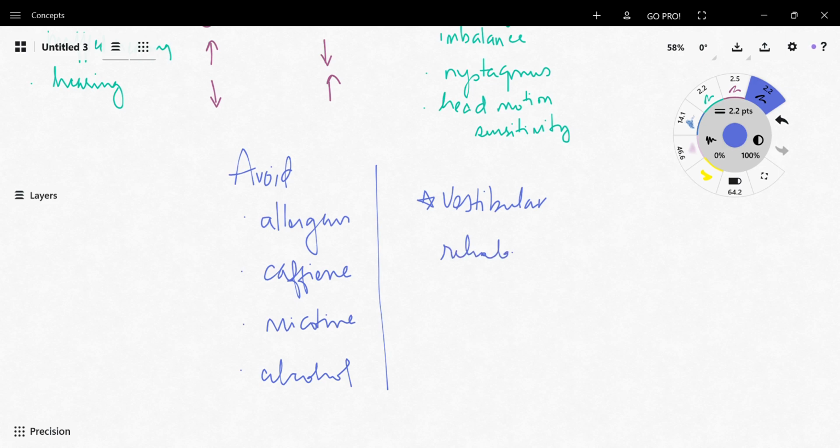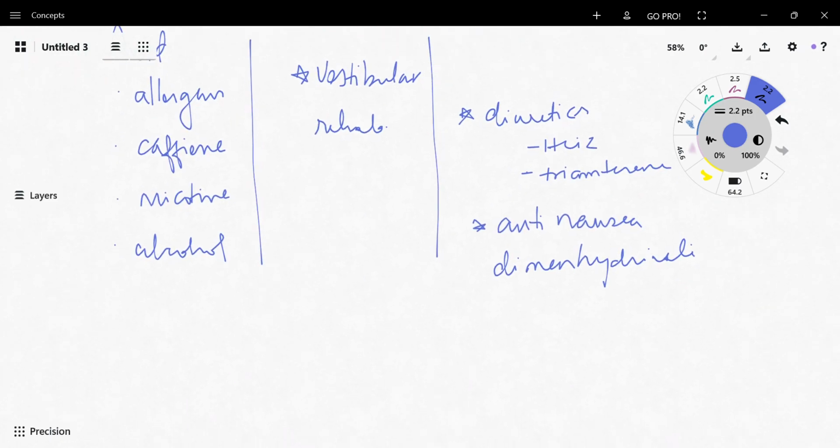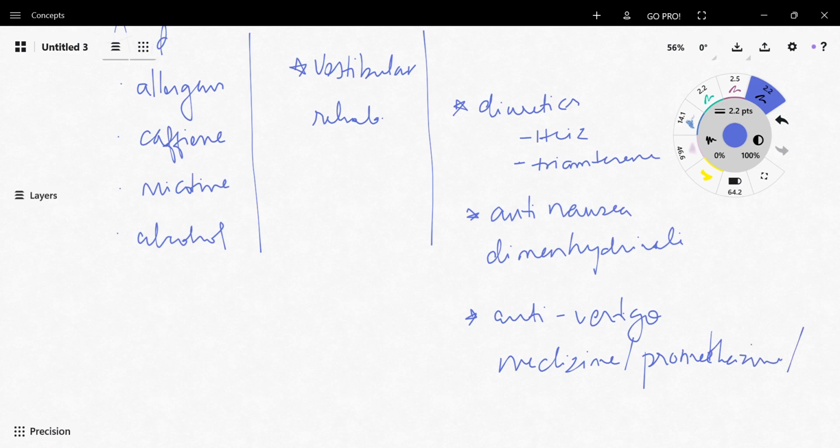And there are certain drugs that can be used in the acute phase. First one of its kind is diuretics, like hydrochlorothiazide and triamterene. Anti-nausea meds like dimenhydrinate, right? And the next one would be vertigo meds like meclizine, promethazine, and diazepam.